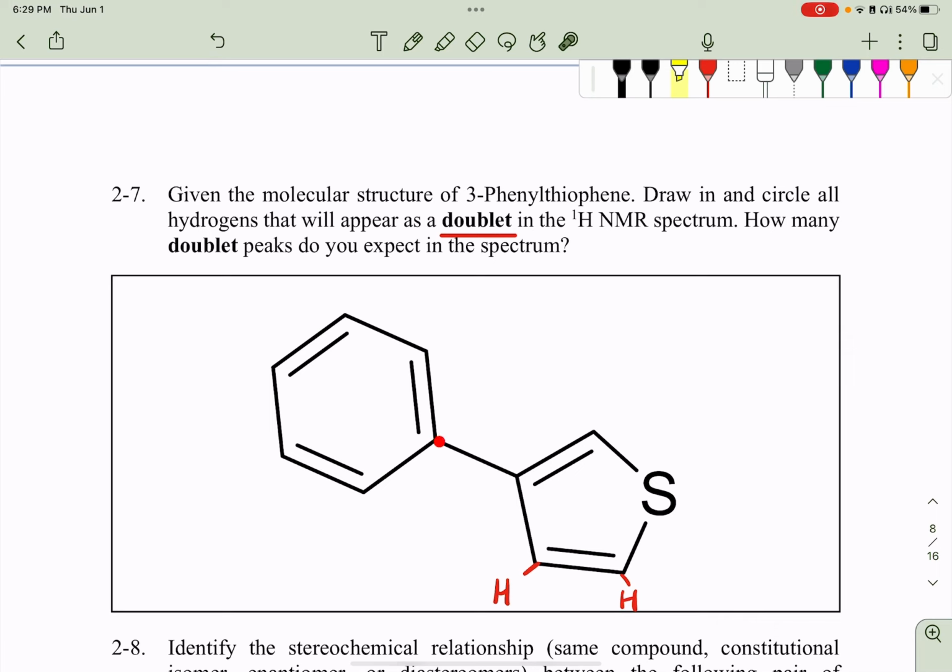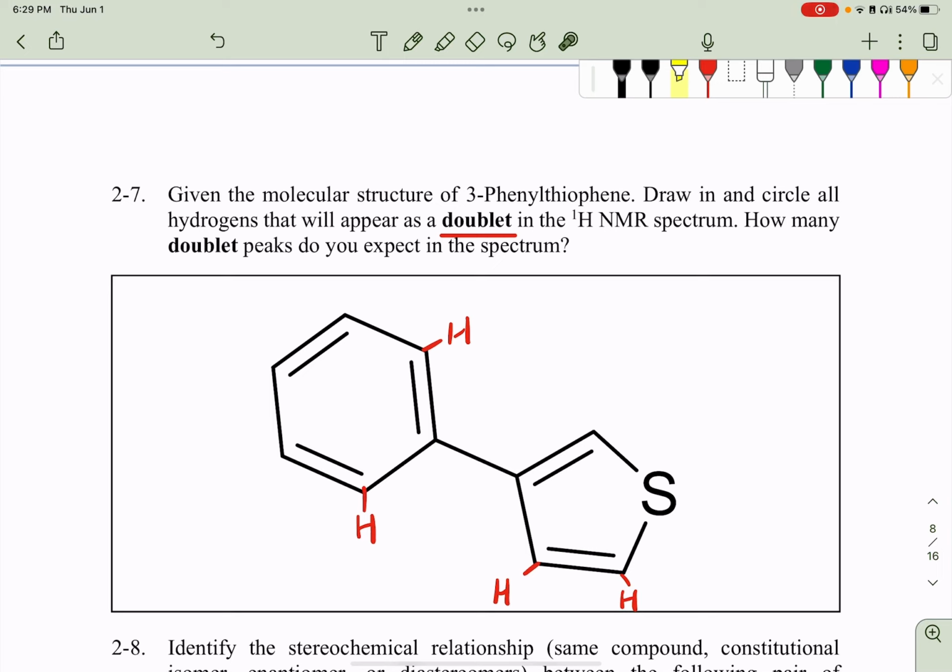And this one doesn't have any hydrogen. This hydrogen here has one neighbor, so I should draw it in. This hydrogen here has one neighbor, so I should draw it in. And these hydrogens will have two neighbors. This hydrogen has two neighbors. This hydrogen has two neighbors, so they are all triplets, and I don't have to draw them in.